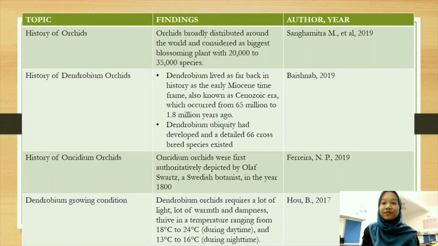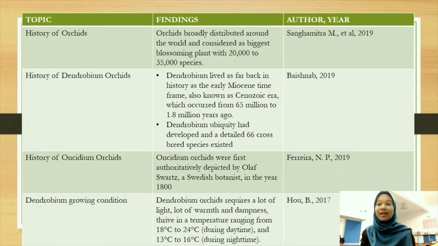For the literature review, first we have the history of orchids. The finding is that orchids are broadly distributed around the world and considered vigorous blossoming plants with 20,000 to 35,000 species. The author is Sanghamitra M. et al. 2019.